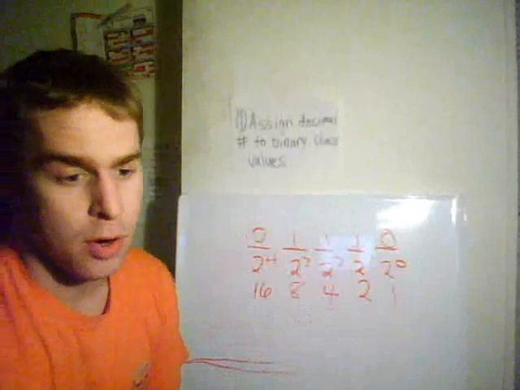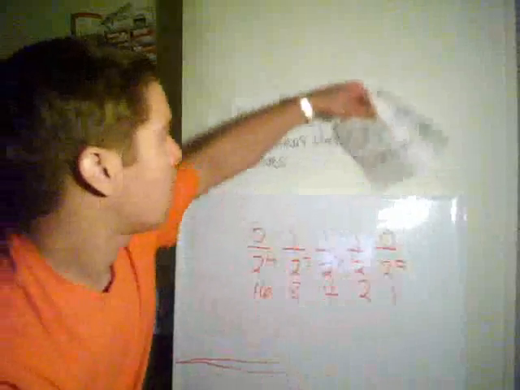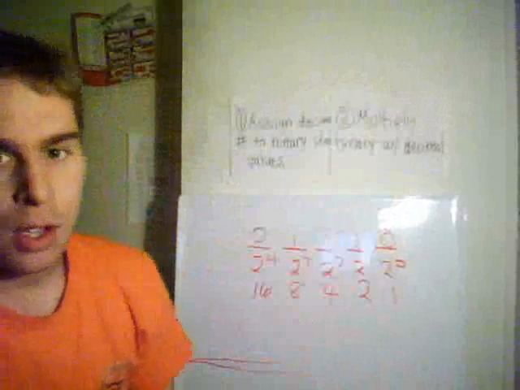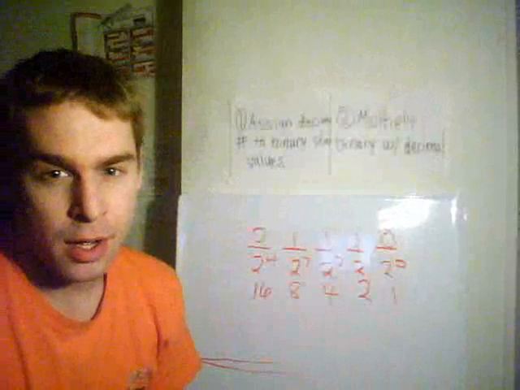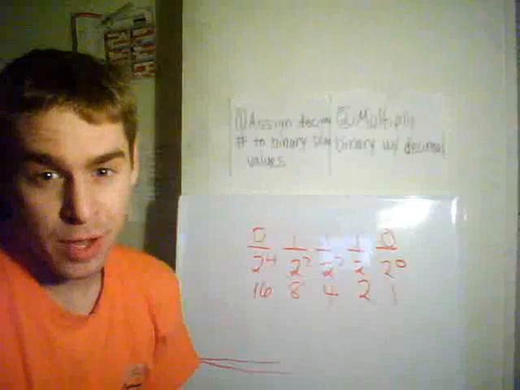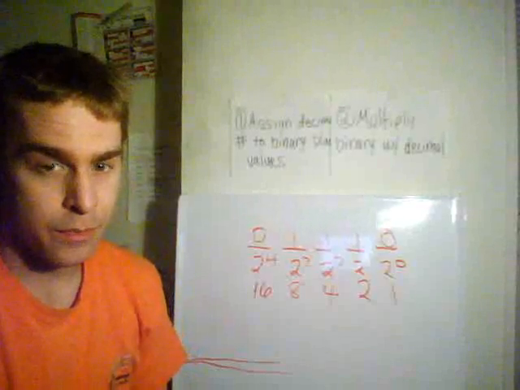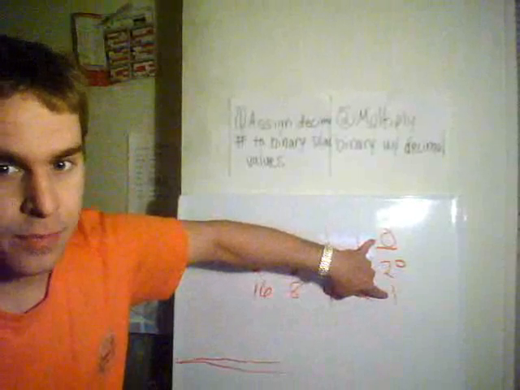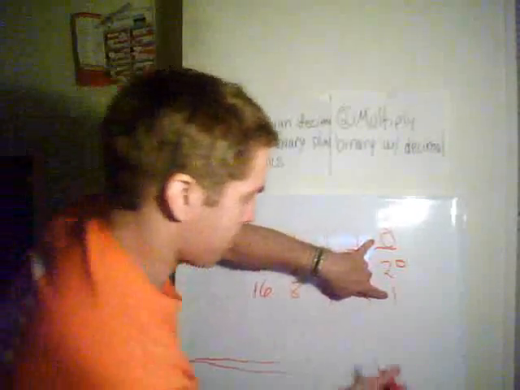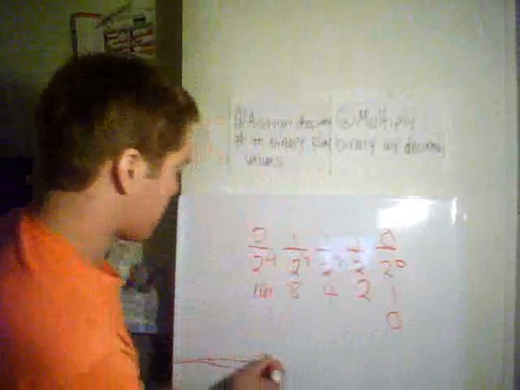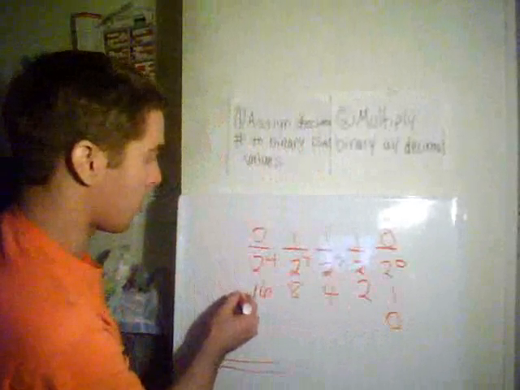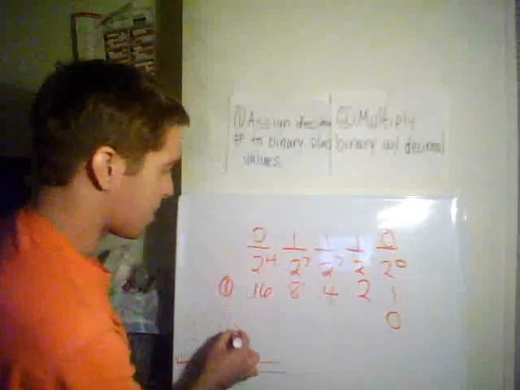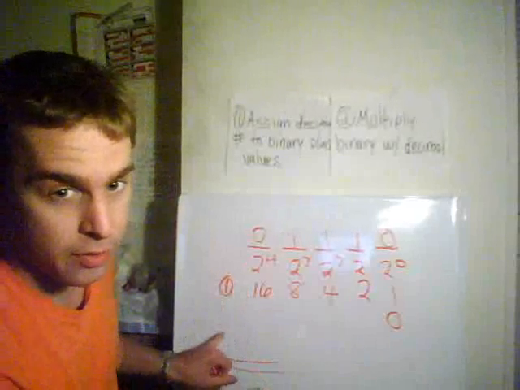And this brings us to our second step. Multiply the binary with the decimal by the decimal value. So we take the binary value and we multiply it by the decimal value. So 0 times 1 is going to be 0. That's step 1 right here, and we're moving on to step 2.